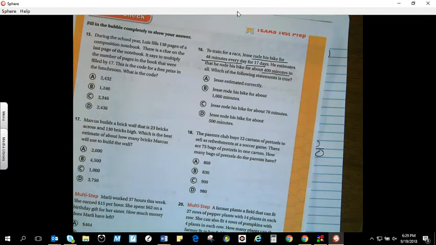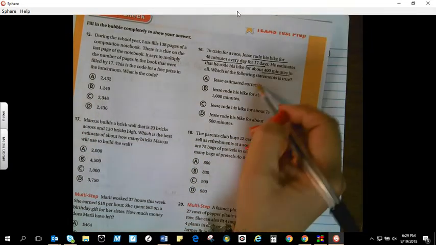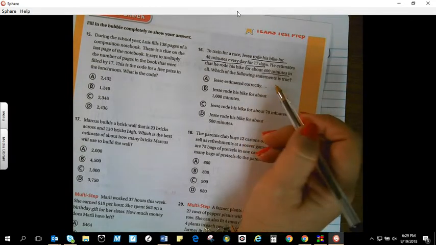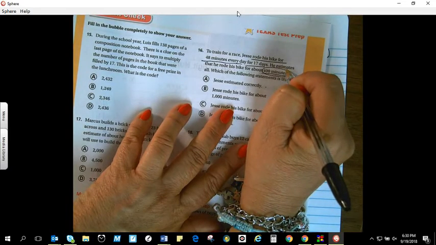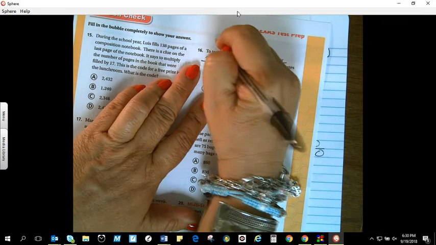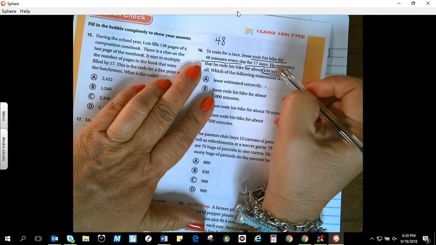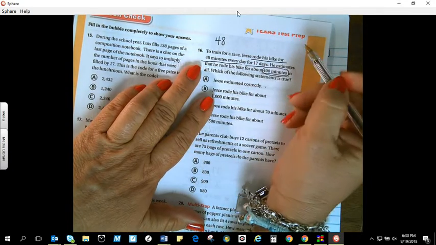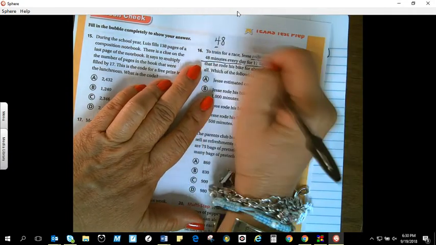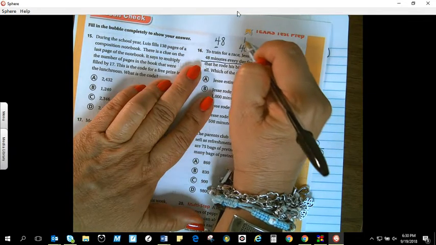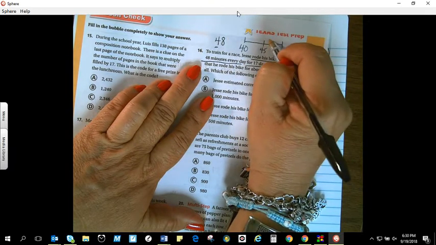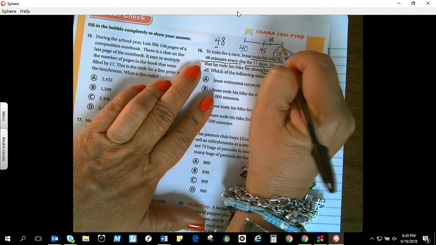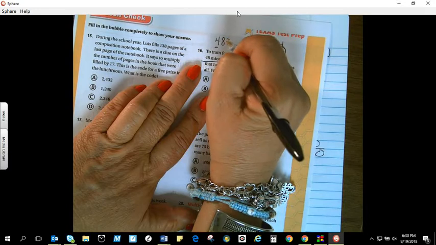So let's look at this. Did Jesse estimate it correctly? Is that true? Did he estimate correctly? He says that he rode for about 400 minutes. So if we have 48, he rode his bike for 48 minutes every day for 17 days. 48 is closest to 40 or 50. So I'm going to do it here in case some of you are still trying to get this into your brain. This will be 45. 48 is closest to 50. So this is going to be about 50.